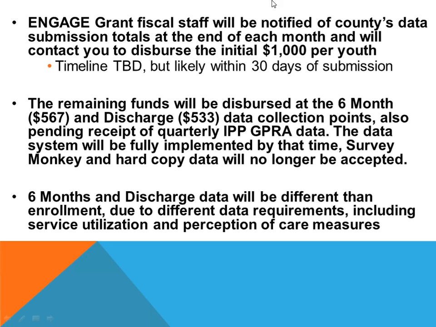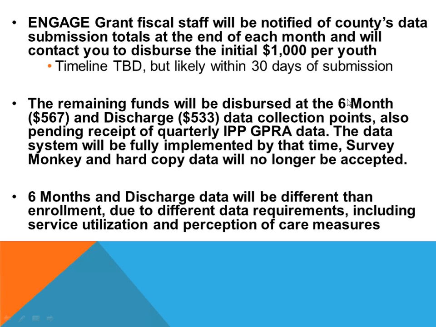Okay, so right now, how we're going to work this out before the data system is built is that once you submit the data to me, the Engage Grant fiscal staff is going to be notified. How we're planning on doing it right now is hopefully each month I'll give a list of counties and clients to fiscal. Then they will be able to disperse your funds probably on a monthly basis. We're not sure exactly how long it's going to take from when I send that list to fiscal to get the money out, but hopefully it should be within 30 days of submission. Don't hold me to that, but that's kind of our thinking at this point.